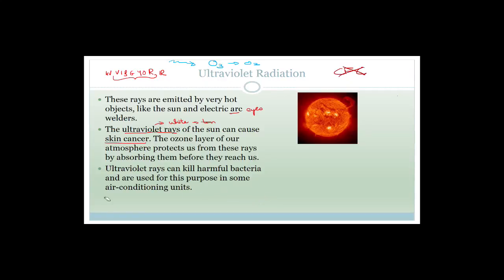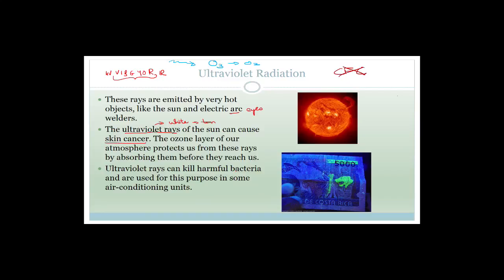Another thing that they can use ultraviolet rays for is to kill the bacteria on medical equipment. So basically, it's amazing, they'll put the medical equipment into a metal box and shine the ultraviolet light on it, and it will actually kill the bacteria on that medical equipment.